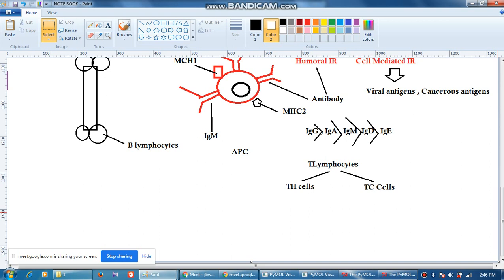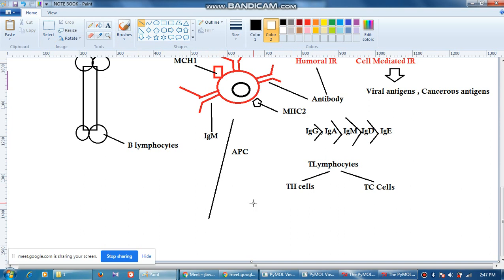So cytotoxic T lymphocytes will disintegrate or destroy the altered self cells. But what about the TH cells? Helper T cells, as the name suggests, are the cells which will help all kinds of immune response related cells to flourish in their number, capacity and everything. I'll give you one more example of the role of helper T cell. It's very important to understand.